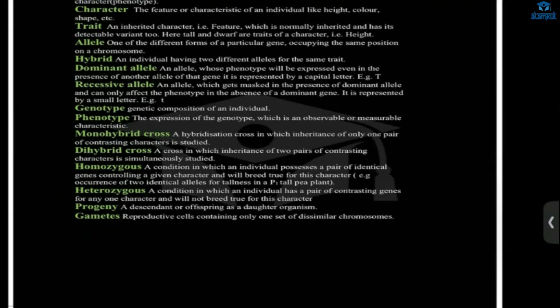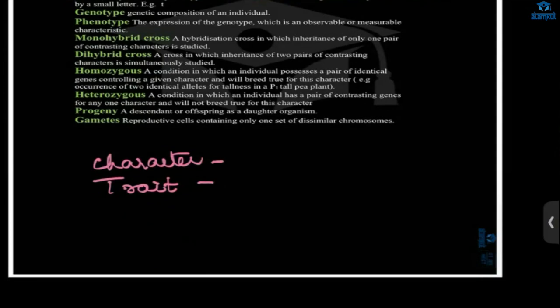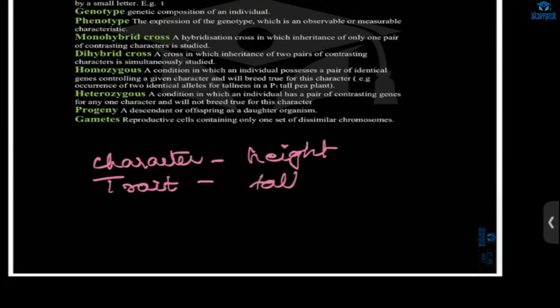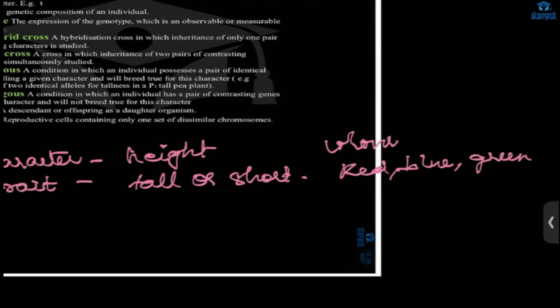First, let's see character. What is the meaning of character? The characteristics which he has inherited from his mother or father. The character is a characteristic feature, like height, color, shape. And trait, what is trait? The trait is which he or she inherits. Suppose height is the character, then the trait will be tall or short. Color is the character, then the trait will be red, blue, green, etc. Got it? The difference between character and trait.